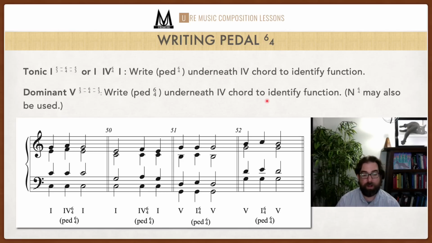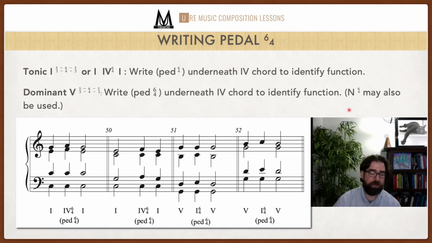You can also identify these with an N/6/4. That's a little bit less commonly used. But typically when you're doing analysis, if you have a Roman numeral analysis, you've got your 1 chord, you write 4/6/4, then you write 1. Then underneath it, you write pedal 6/4 to indicate how that 6/4 chord is functioning. It's functioning as a pedal embellishment of the tonic area. So if you prefer, you could write N/6/4 instead of pedal 6/4.